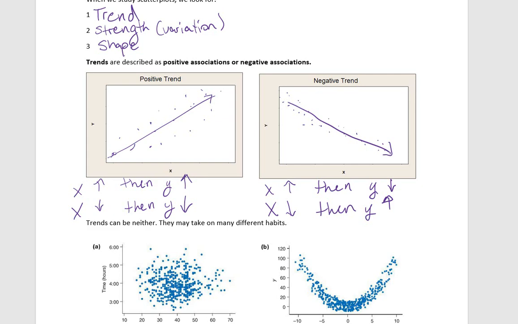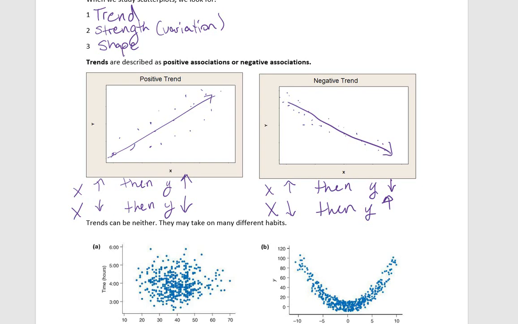If you're looking at a positive trend, one of the positive trends that we could see would be things like as your height increases, so does your weight. Okay? A negative trend could be the amount of money that you make increases, so the amount of debt that you have decreases.